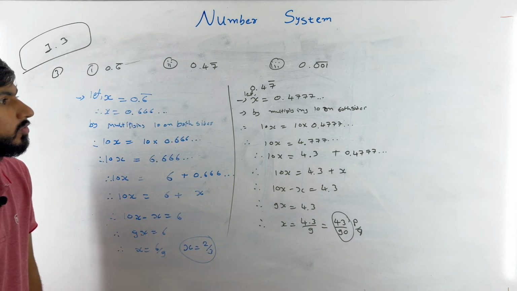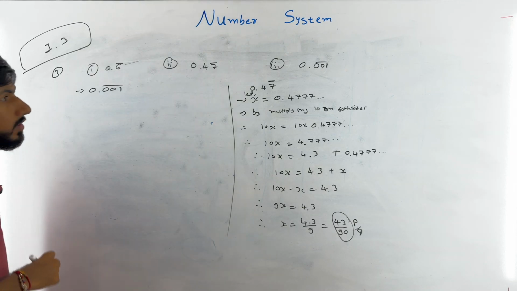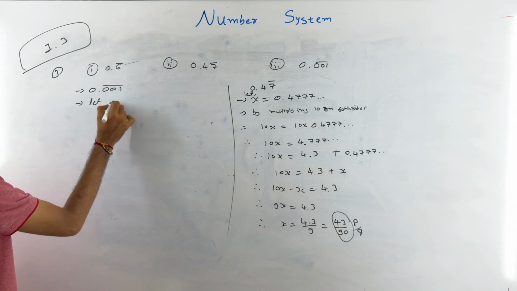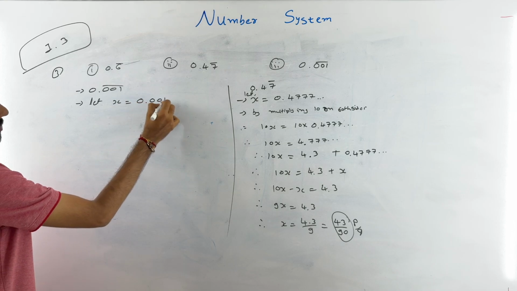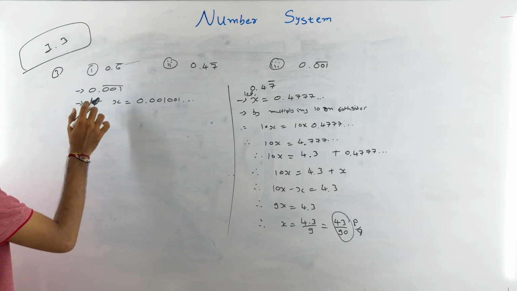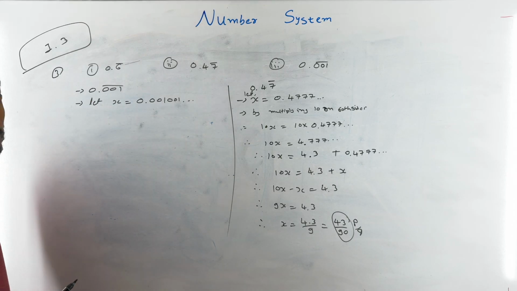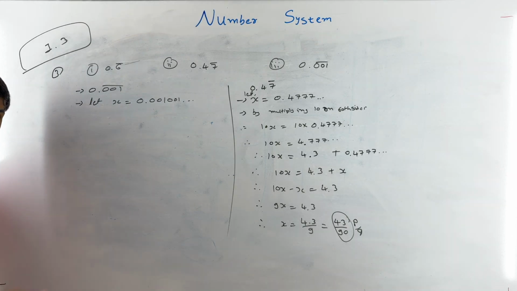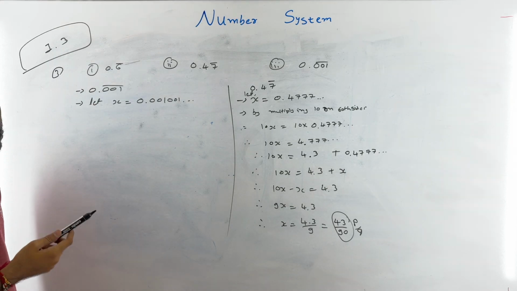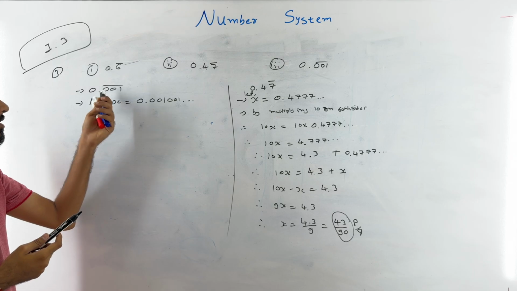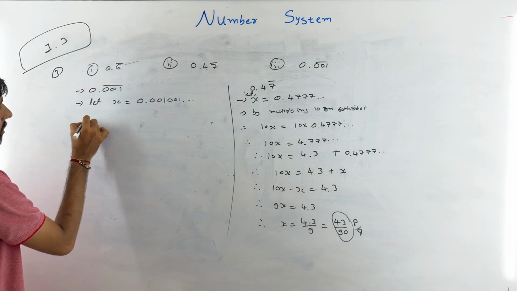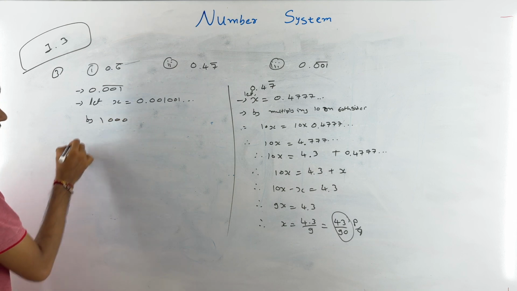Now for the third one, 0.001 bar. Now first step we have to assume it. Let x equal to 0.001001, and it will go on. Now we have to multiply both sides. Here we have a bar on 3 digits. That means we have to multiply by 1000. If the bar is only on 2 digits, we will multiply it by 100. But here we have a bar on 3 digits, so we will multiply it by 1000 on both sides.